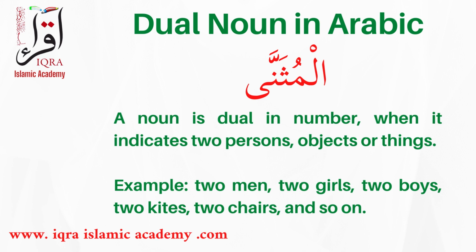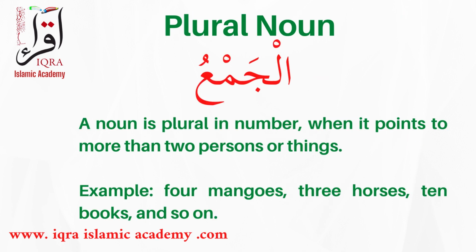In the previous lesson, we learned how to make a singular noun a dual noun, how to make a mufrad noun a musanna. And in this lesson, we are going to learn about al-jam, plural noun. A noun is plural in number when it points to more than two persons or things. More than two. This is the point to remember. In Arabic, plural or jama is when a noun or a word indicates more than two, like four mangoes, three horses, 10 books.